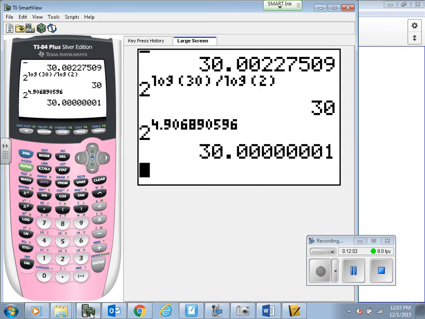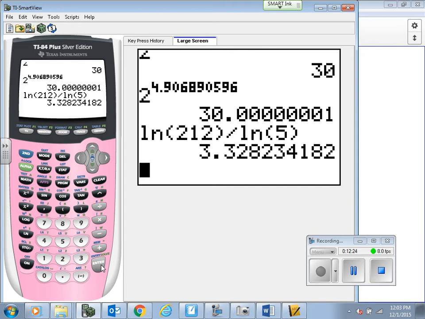And so I have the natural log of, so natural log is this ln. That's just log base e. So the natural log of, what is it, 212? Yeah. So 212 divided by the natural log of, what's the other one? 5. All right, is that what you got?